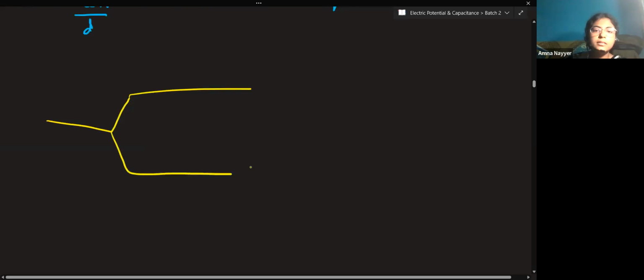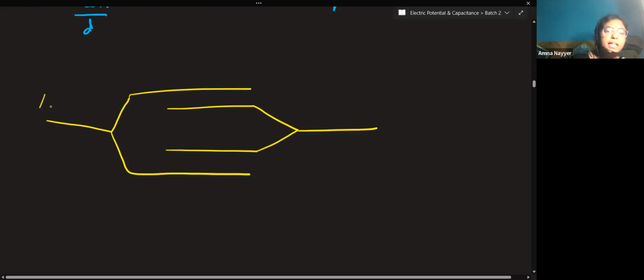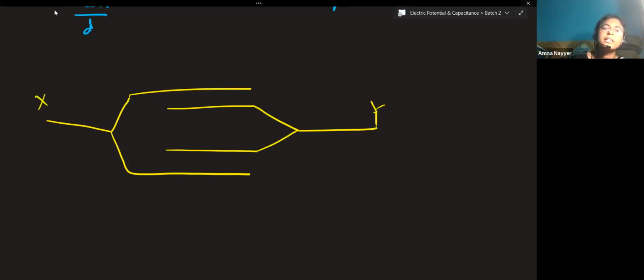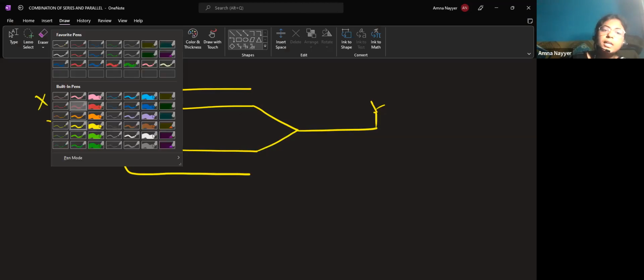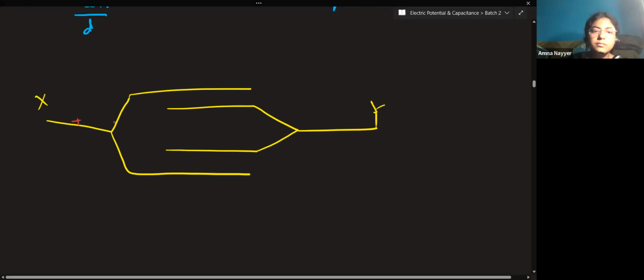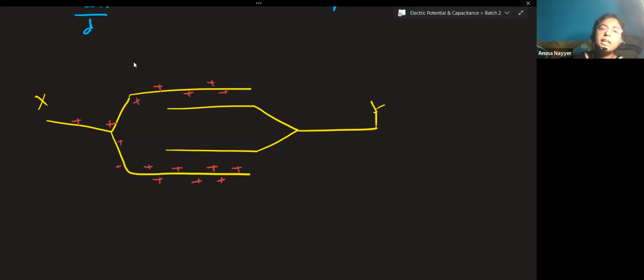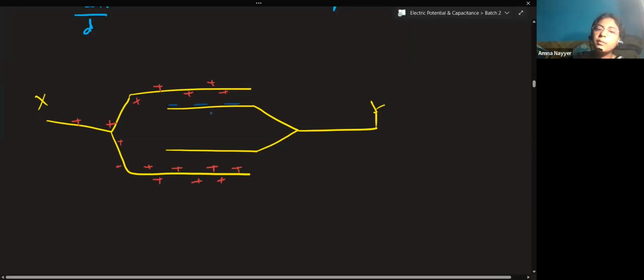If I give you two capacitors in this manner, two plates in this manner, this is the first plate and this is the second. Now let's say this is point X, and this is point Y. If this plate is connected to the positive terminal of the battery, then this whole plate will become positively charged. The other plate will develop negative charge, because it has been connected to the negative terminal of the battery in this manner.